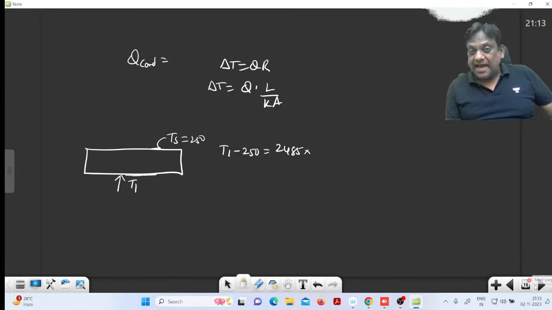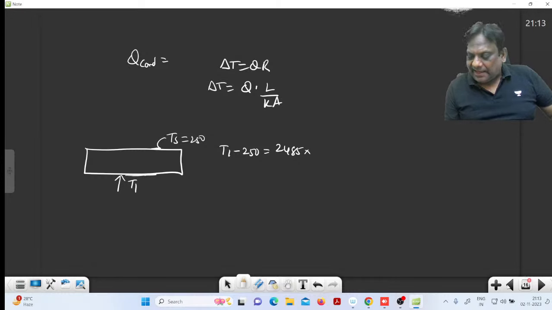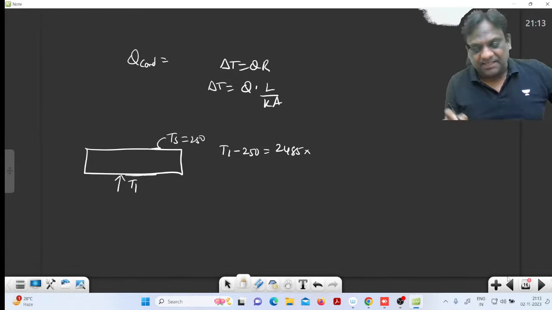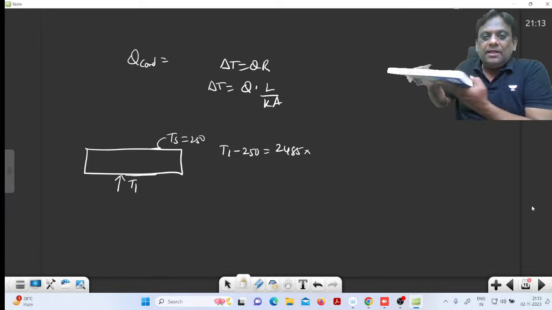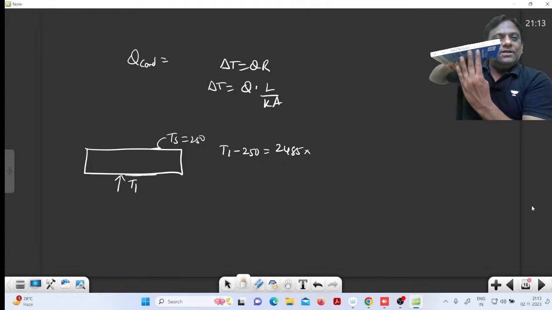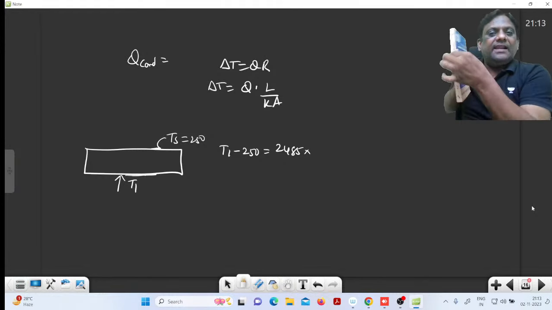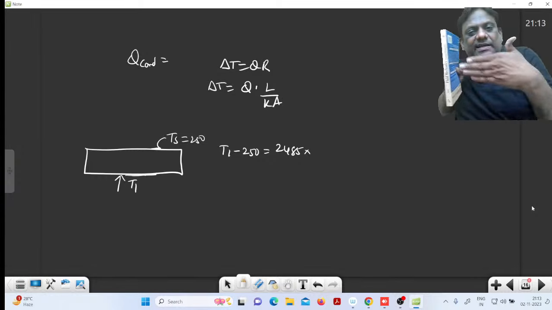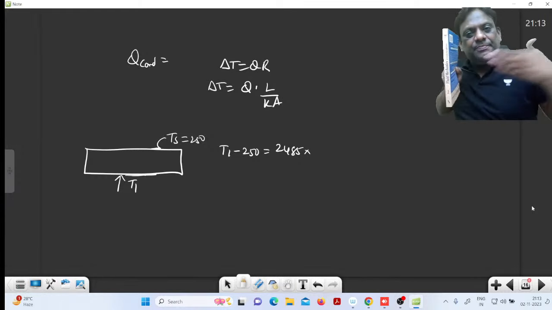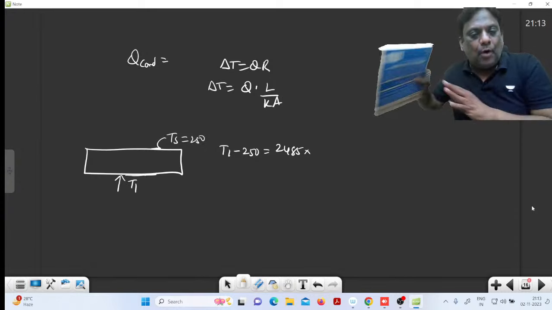What is L, sir? Listen carefully. Anyone in the class, what is L? Look here. It is conducted like this. So this will be your L. L means thickness, the thickness through which heat transfer is happening. L is this, and area is the same, 0.38.